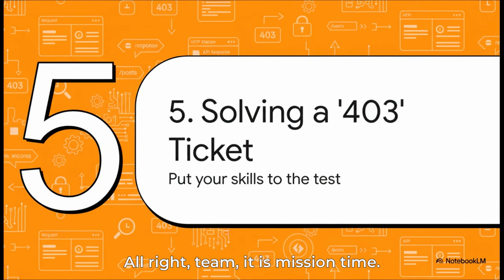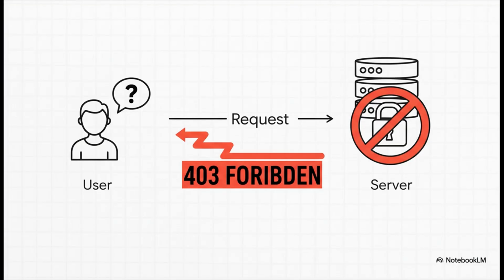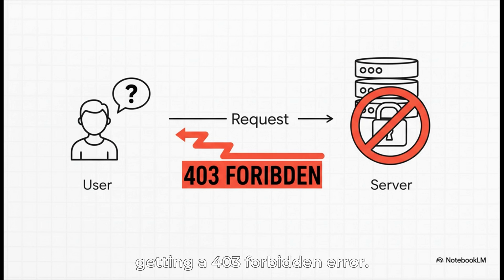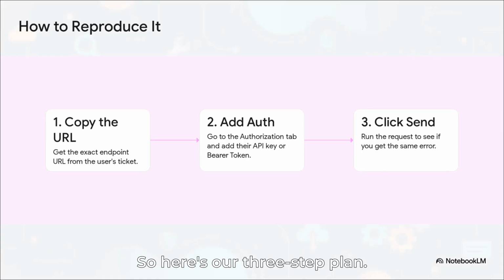All right, team. It is mission time. Let's combine everything we've just learned and solve a classic support ticket from start to finish. Let's do this. Here's the situation. A customer is trying to access a specific part of the API, but they just keep getting a 403 forbidden error. Now, this usually means there's a problem with their permissions, or maybe their authentication is just wrong. Our mission is to verify this.